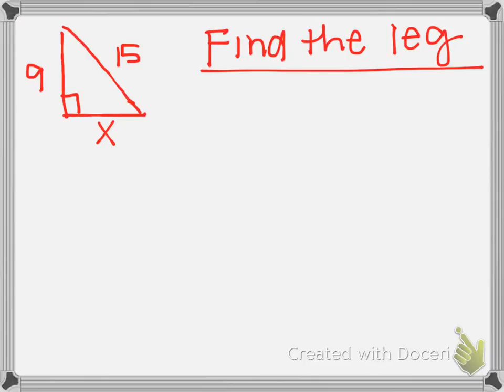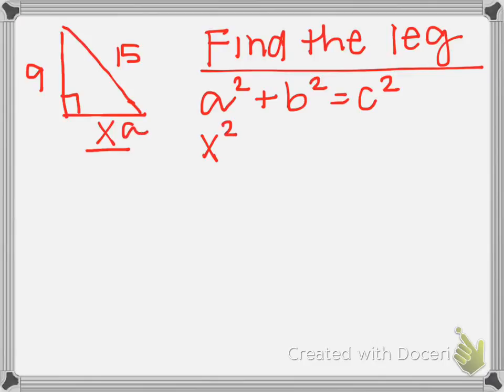It does not matter. So once again, we're going to use our equation a squared plus b squared equals c squared. And then once again, we're going to plug in. Now I'm going to use this leg as my a squared. So basically, I'm going to plug in x squared. And if you were to put a here, you could have done a squared here instead. It does not matter.